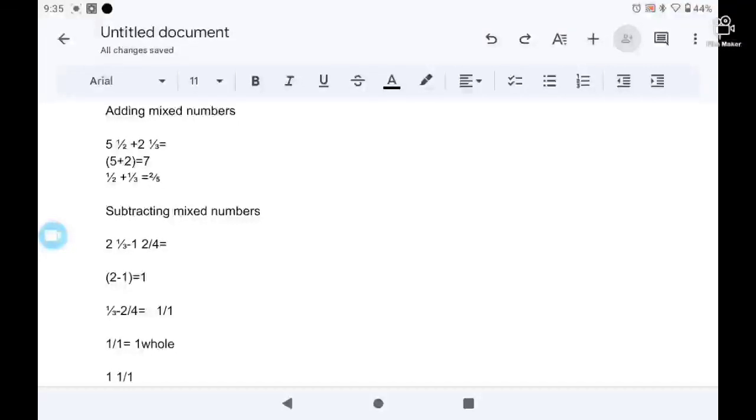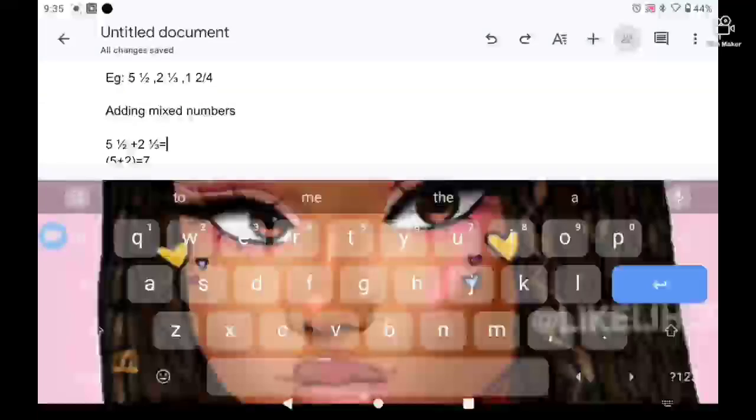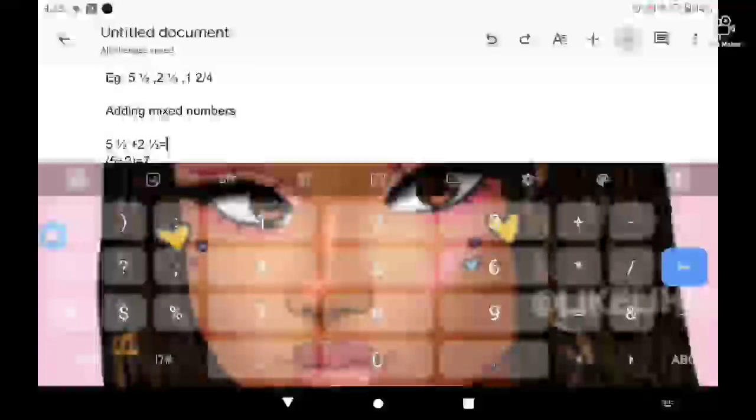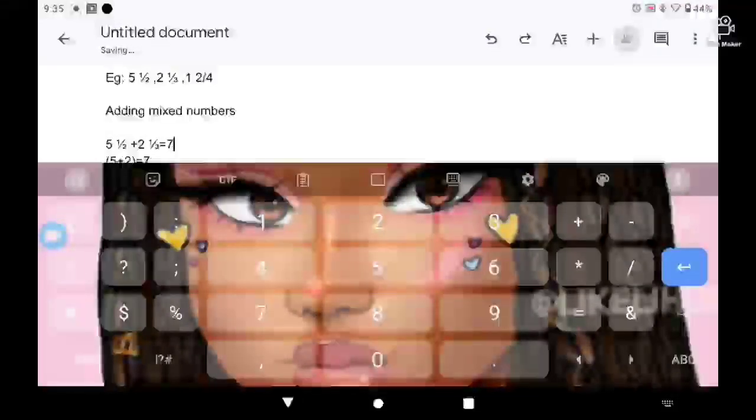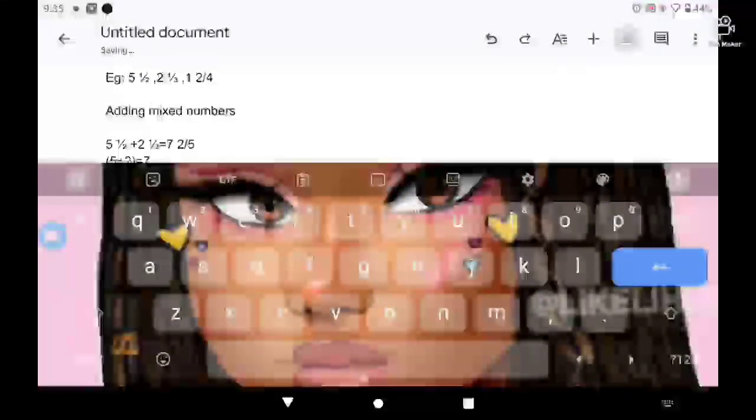So our new fraction, let me write it right here, is 7 2/5. Let me paste this. That will be our new fraction, 7 2/5.